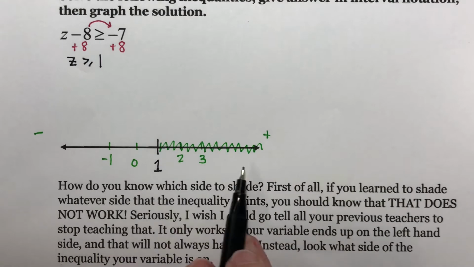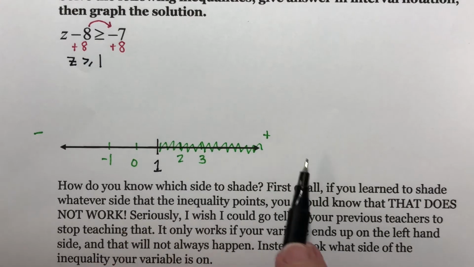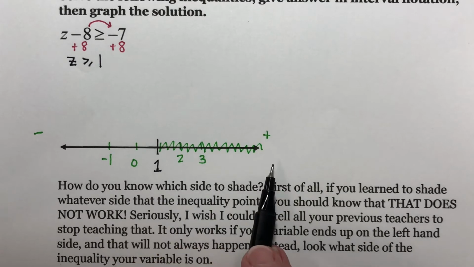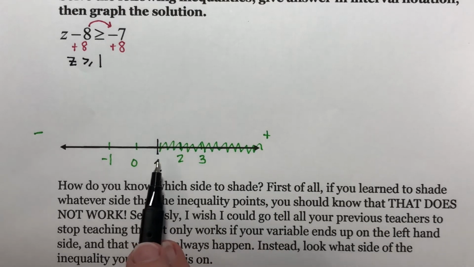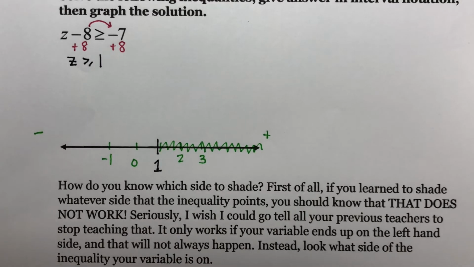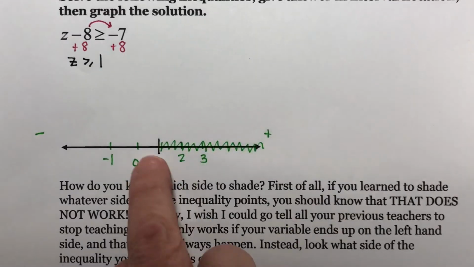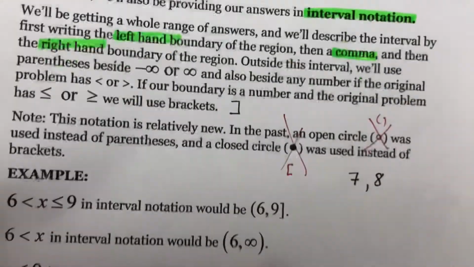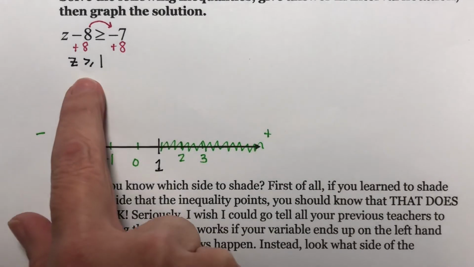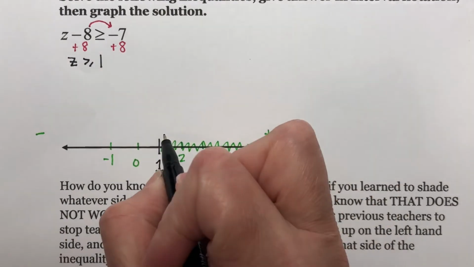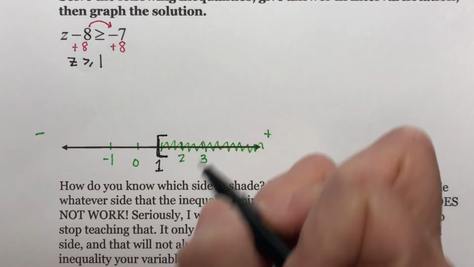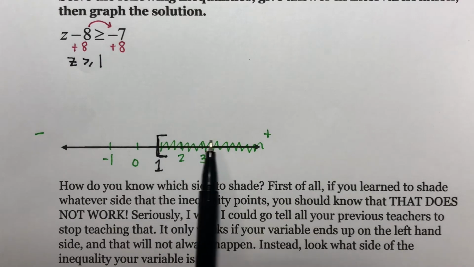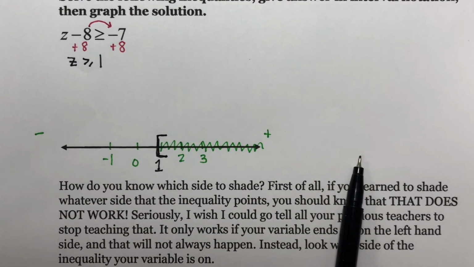Now I use a squiggle to graph. You could just shade it darkly. You could use a highlighter, colored pencil, whatever it is you want to do. Okay. Now I have to put something on the 1. If you learned the old method, because we have an equal to right here, you would have put a closed-in circle right there and you would have been done. Now we use the same notation we use for interval notation. Because this has an equal to on it, I'm going to put a bracket right here. Okay? All my numbers from 1 all the way up forever are part of my solution here.